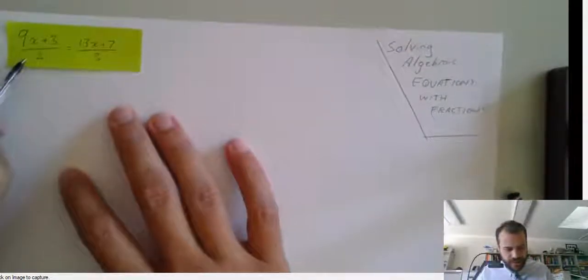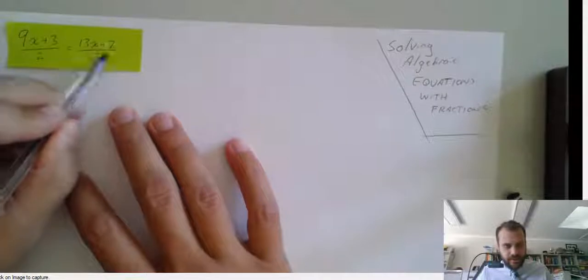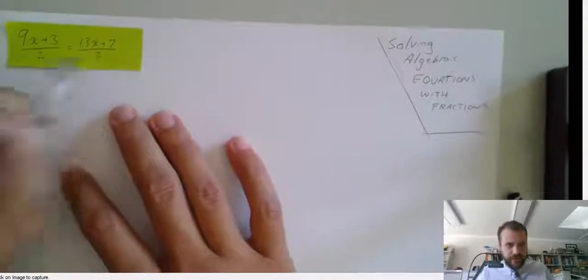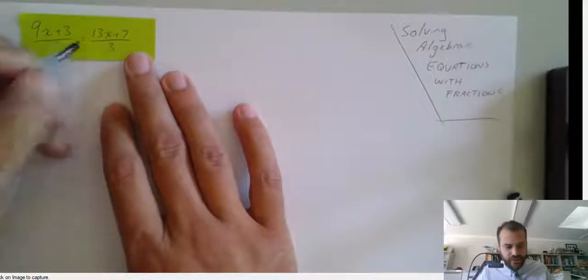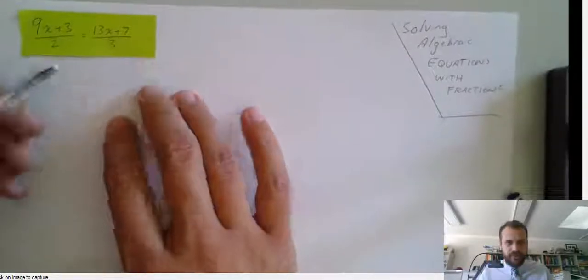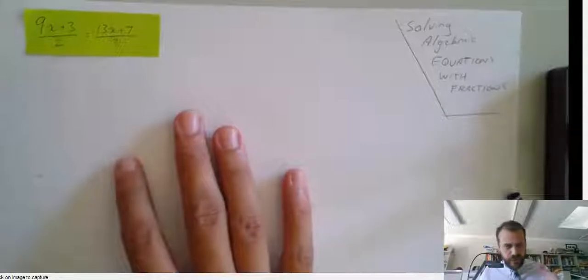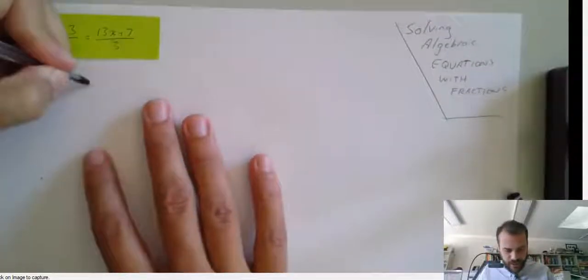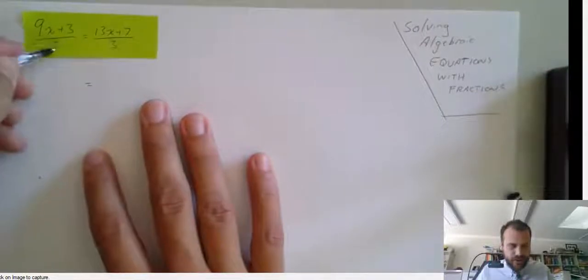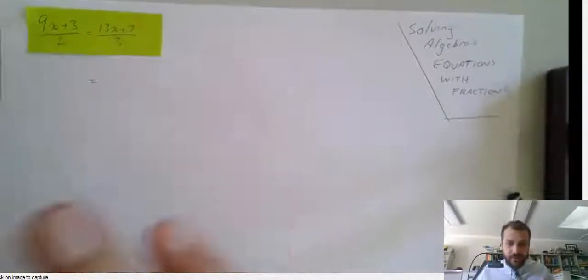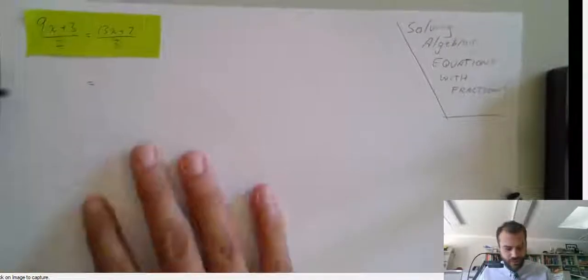Okay, 9x plus 3 over 2 equals 13x plus 7 over 3. Now, the thing that's really holding us back here is that this is divided by 2 and this is divided by 3. So, what I'm going to do is get rid of these one at a time. First, I'm going to get rid of the divide by 2 by multiplying both sides by 2.